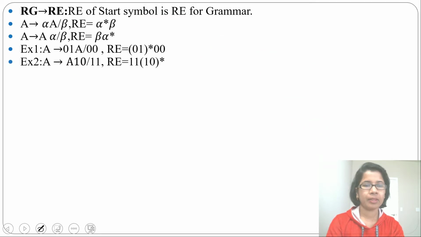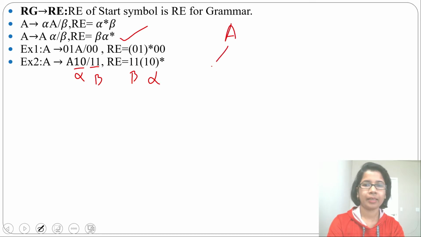Next example, A tends to A10 or 11. This is a left linear grammar and here this 10 is alpha, this 11 is beta. It is in this format. So the regular expression will be, this is our beta, this is our alpha. So 11 then 10 whole Kleene closure.